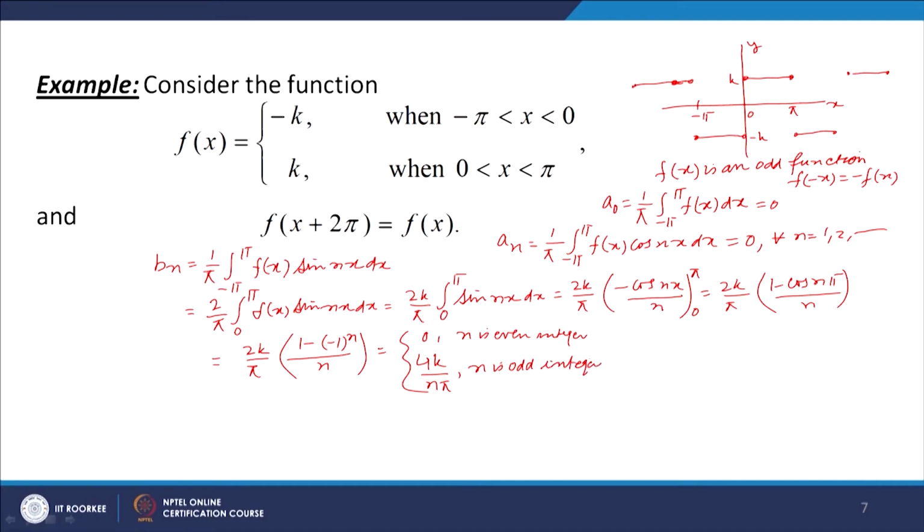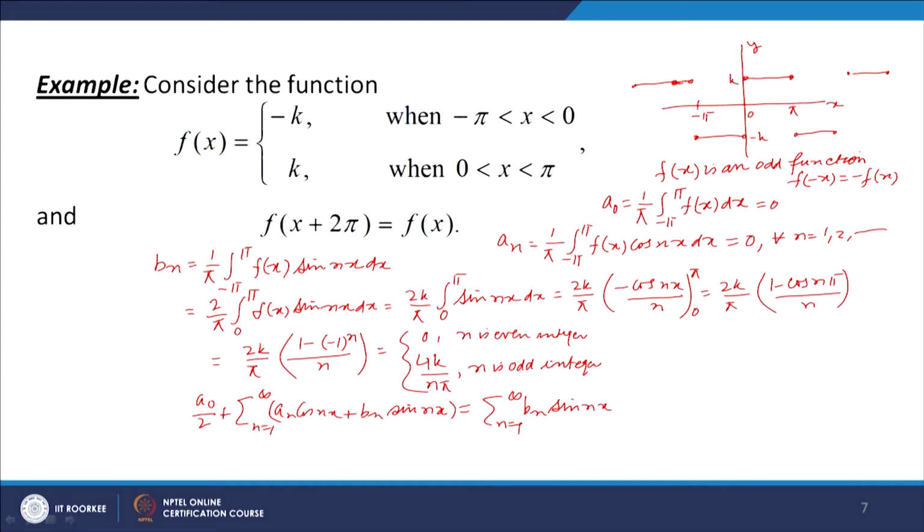Okay. So, we can now write the Fourier series for the function f. The Fourier series is a naught by 2 plus sigma n equal to 1 to infinity a n cos n x plus b n sin n x. So, this is given by a naught is 0, a n's are zeros. So, sigma n equal to 1 to infinity b n sin n x. b n is equal to 4k over n pi when n is an odd integer.